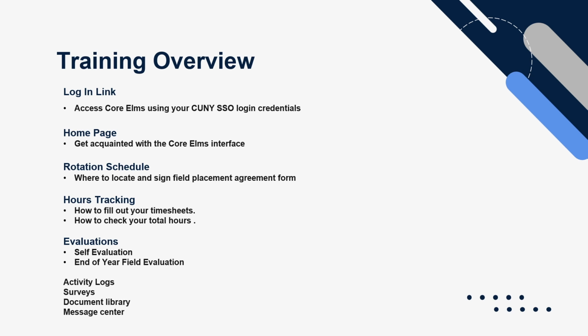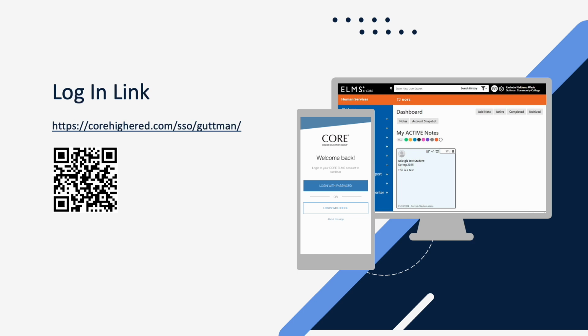The hours tracking section is where you learn how to fill out your timesheet and check your total internship hours. In the evaluation section, you will complete your self-evaluations and the end-of-the-year field evaluation survey. The activity log section is where you will find field associate time logs. The survey section is where you fill out and submit surveys, and the document library and message center are also important features.